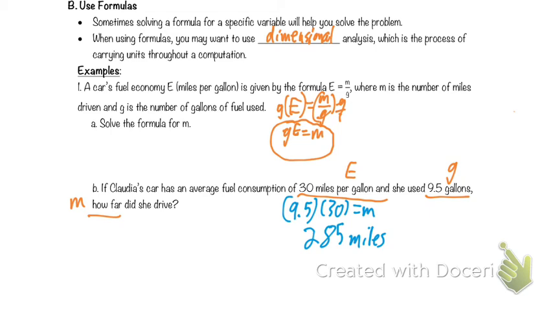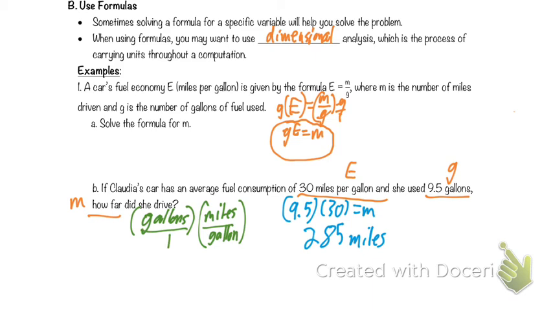We had 9.5 gallons. And gallons was being multiplied with our 30 miles per gallon. What does per mean? Per means what operation? What did you say? Dividing. So we have miles per gallon. So we are taking 9.5 gallons, multiplying it with our 30 miles per gallon.